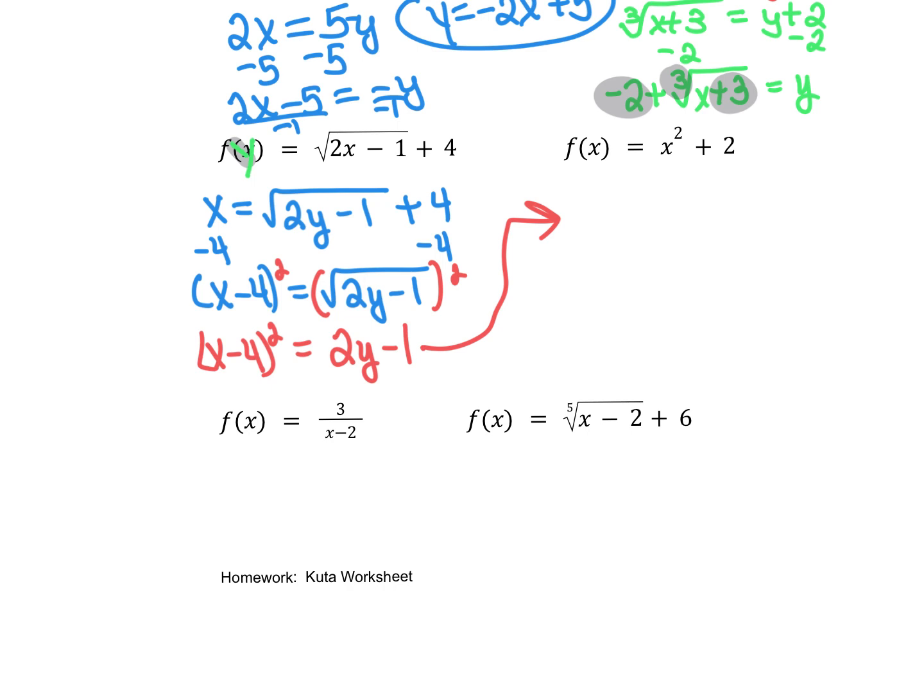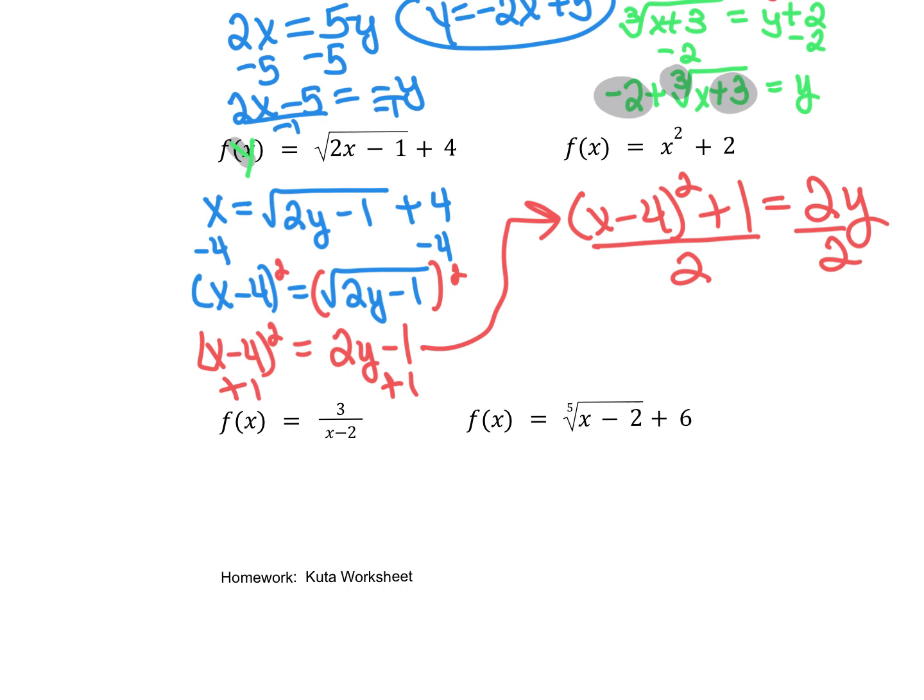And I need to get rid of that -1, so I'm going to add 1 to both sides. So I'm going to have x minus 4 squared plus 1 equals 2y. Okay, so then I don't want 2y, I just want y, so I'm going to divide everything by 2. So y is going to equal x minus 4 squared plus 1 over 2.